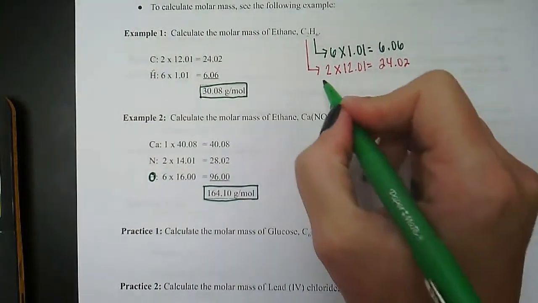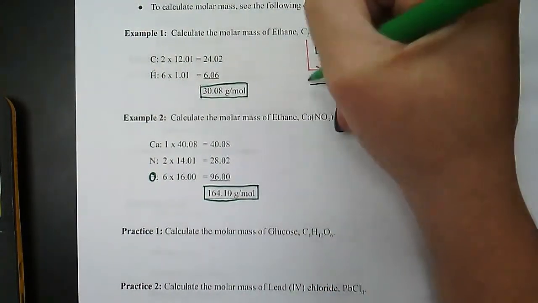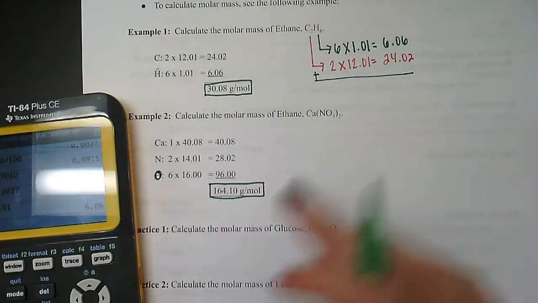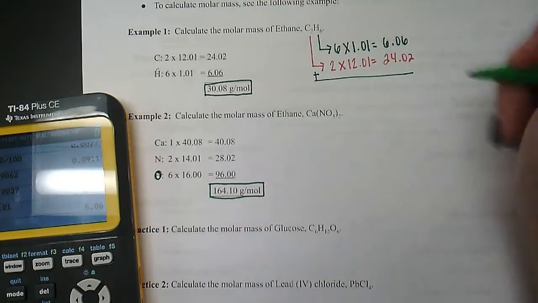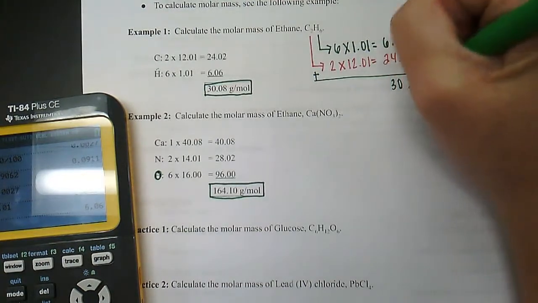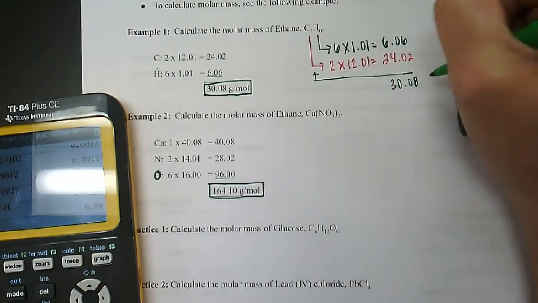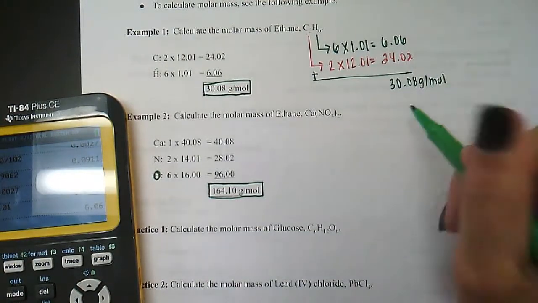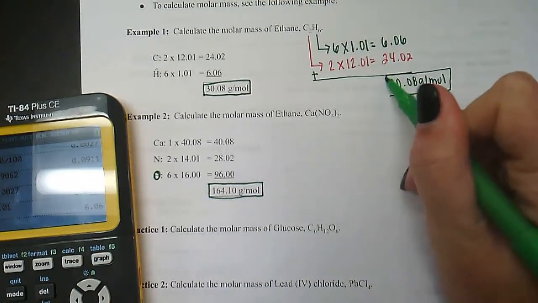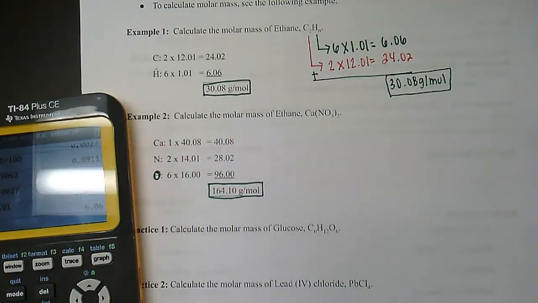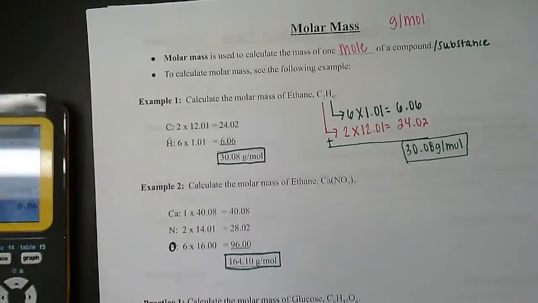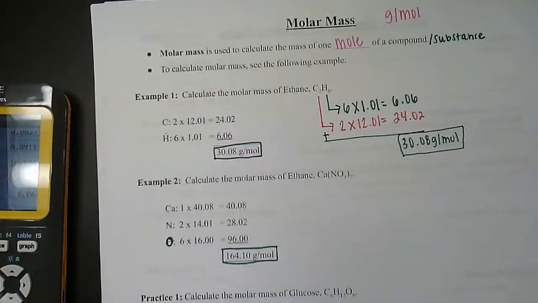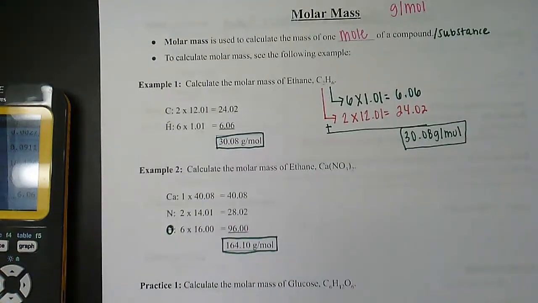But anyways, I'm going to now add these values. So I will do my 6.06 plus my 24.02, and you can see right here it says 30.08, and we always do 2 decimals after. We have grams per mole, because that is our unit, grams per mole, because again, like I mentioned, molar mass is used to calculate the mass of 1 mole of a compound. This is our compound.